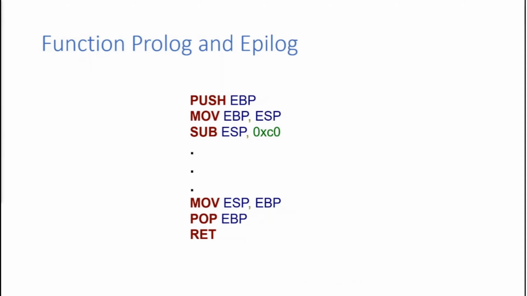In assembly language, the function prolog is a few lines of code at the beginning of the function which prepares the stack and registers for use within the function. Similarly, the function epilog appears at the end of the function and restores the stack and registers to the state they were in before the function was called. The function prolog and epilog also sometimes contain code for buffer overflow protection.